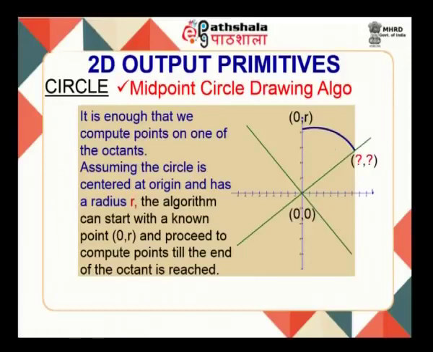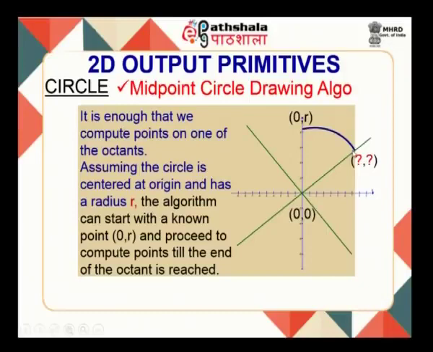So, given a circle, imagine you have to find points on the circle. What is the input? The input to the procedure is the radius, and that is the only thing, and maybe the center. If the center is given somewhere else, you will have to also take those coordinates. Assume that the center is at the origin, 0 0, and the radius is some r units, and we will be interested to compute points on the circle only in one of the octants. As I said, it is just enough.